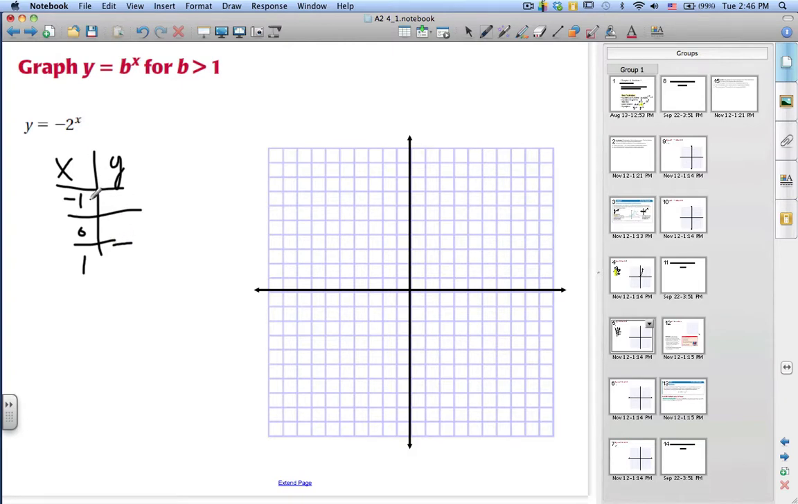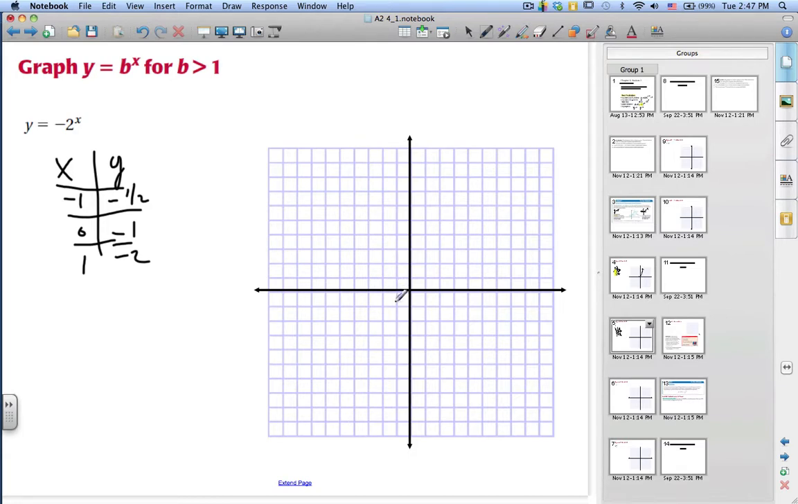So 2 to the negative 1 power is 1/2 times -1 is -1/2. 2 to the 0 power is 1 times -1 is -1. And 2 to the first power is 1 times negative 1 is negative 2. So the effect that this has is it flips everything over.